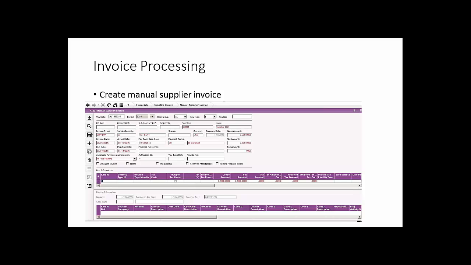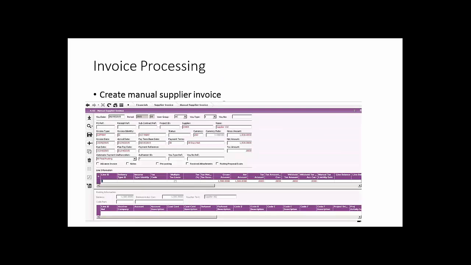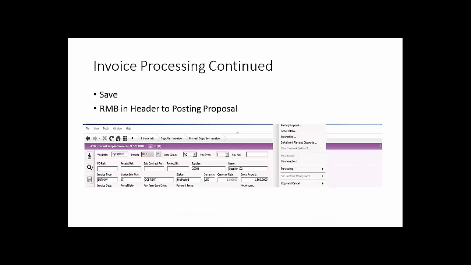Without the fast AP that George spoke about earlier, the e-invoice process would still be manual. So your fast AP would eliminate the data entry in this screen. Once you save the transaction, you would right mouse button the header and go to the posting proposal.